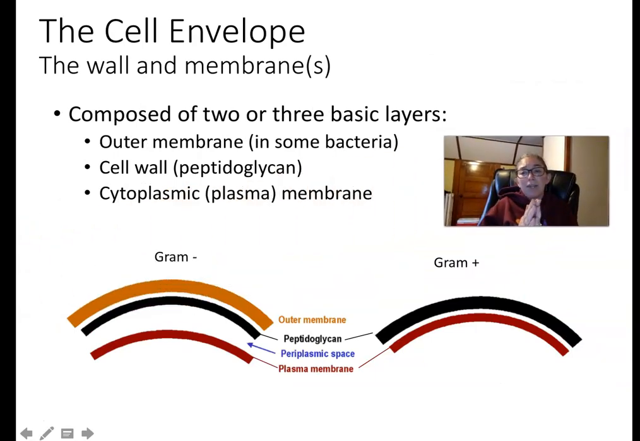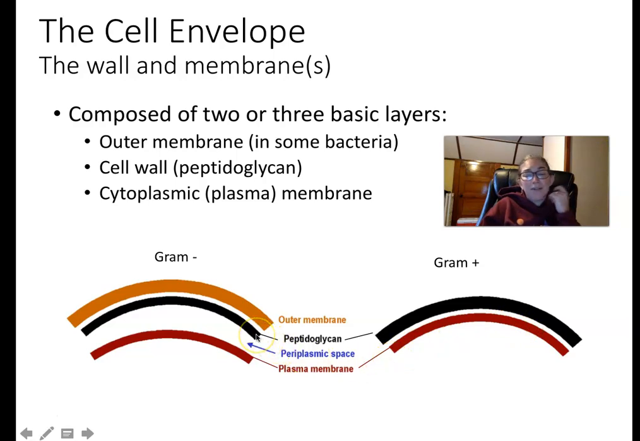All right, so some other structures on the outside of the cell are the cell wall and the cell membrane, and collectively we refer to these things as the cell envelope. An envelope is something you put a letter in, and it wraps around the letter. So these are the layers that wrap around the inner contents of the cell. All bacterial cells have a cell membrane, or plasma membrane, or cytoplasmic membrane, and this is made up of phospholipids, as we'll see.